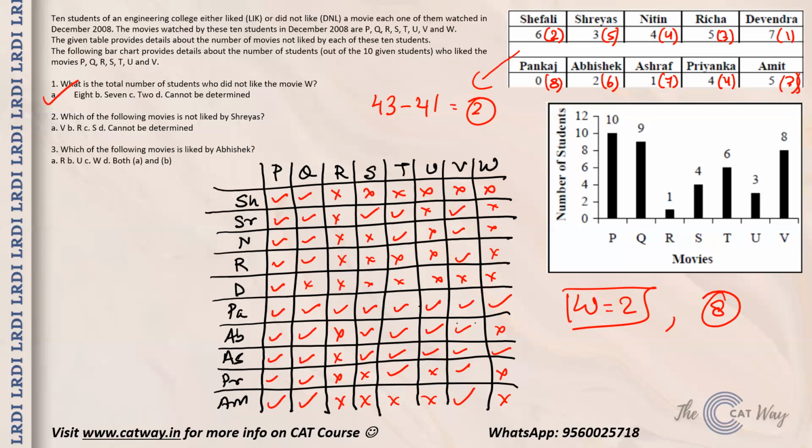Now, which of the following movies is not liked by Shreyansh? If you talk about movie V, he did like it. If you talk about movie R, he did not like R. So the correct answer will be option number B.